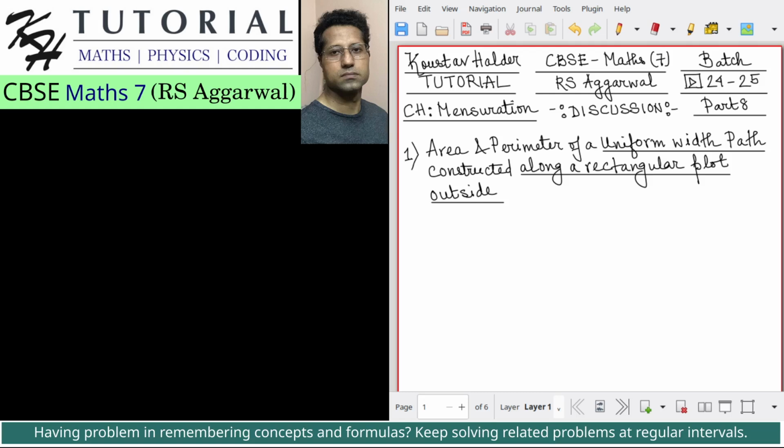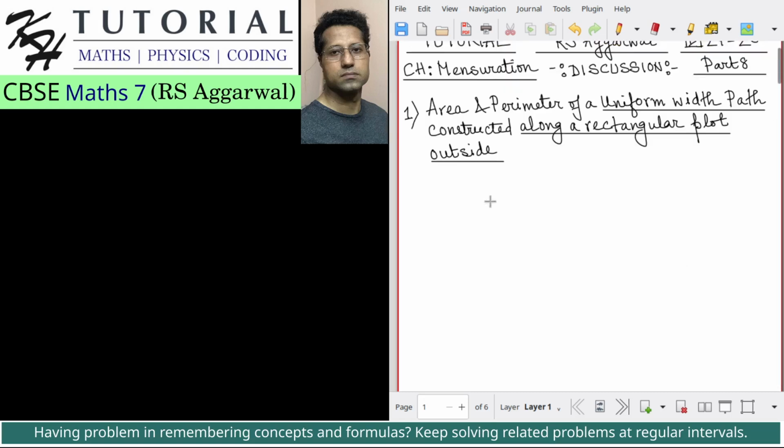Okay, so we will discuss how to find the perimeter and area of a path of uniform width that is constructed along a rectangular plot, either inside the rectangular plot or outside the rectangular plot. So let's first discuss when the path is constructed outside the plot. Let's quickly draw the diagram.